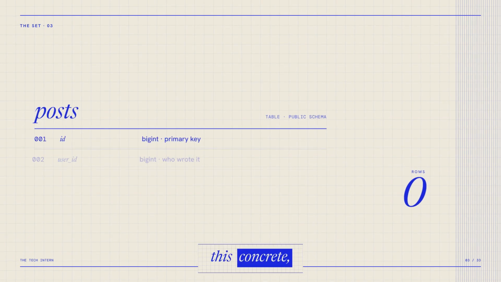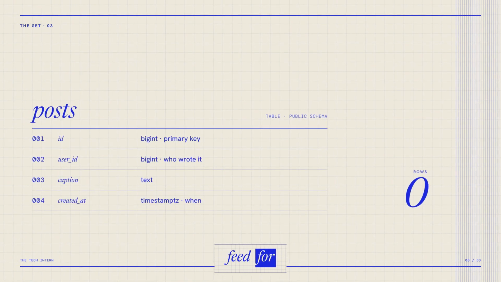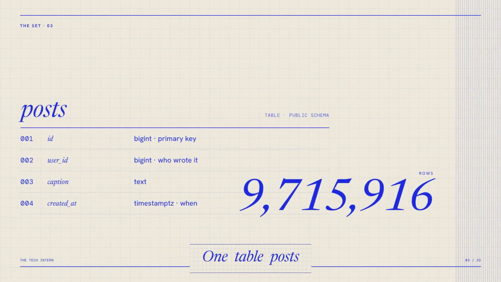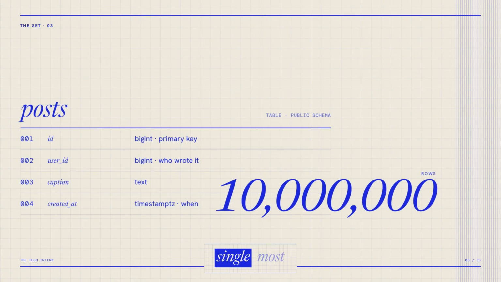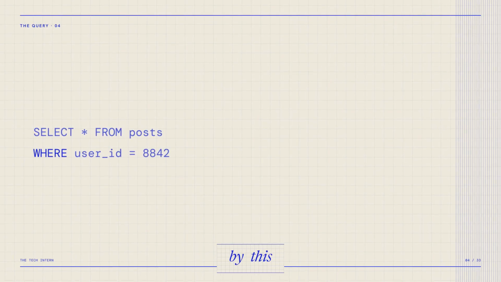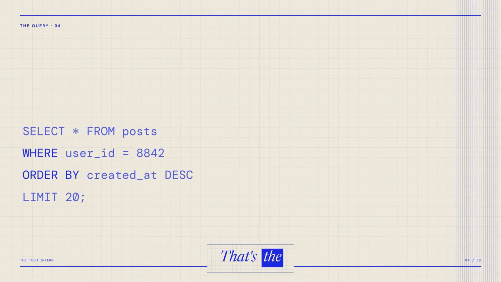Let's make this concrete. We're building the feed for something Instagram shaped. One table, posts, 10 million rows, and the single most common query in the entire product is this: give me the last 20 posts by this user. That's it. That's the whole query.